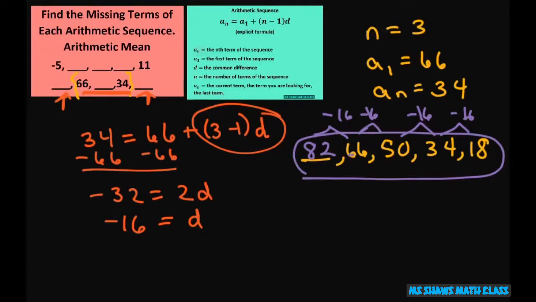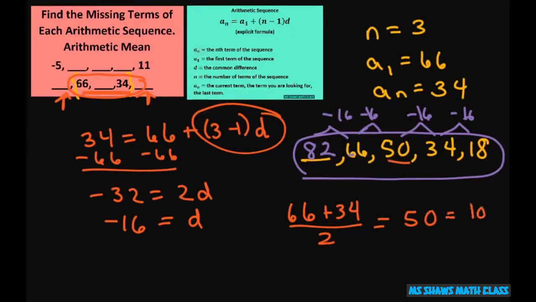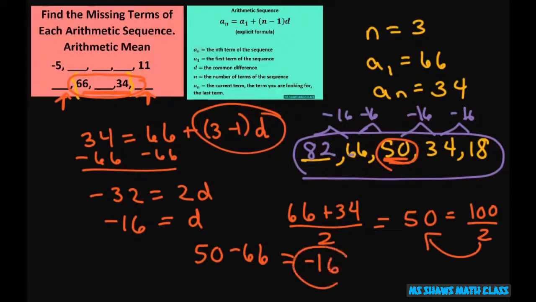On this particular one, you could have just done the arithmetic mean. So you could do 66 plus 34 divided by 2. And that should give you our 50. And it does, because that would be 100 divided by 2 gives you 50. Now, once you get your 50, you're going to have to take your 50 minus your 66 to get your negative 16. You can do that when you only have one term in between the two terms.